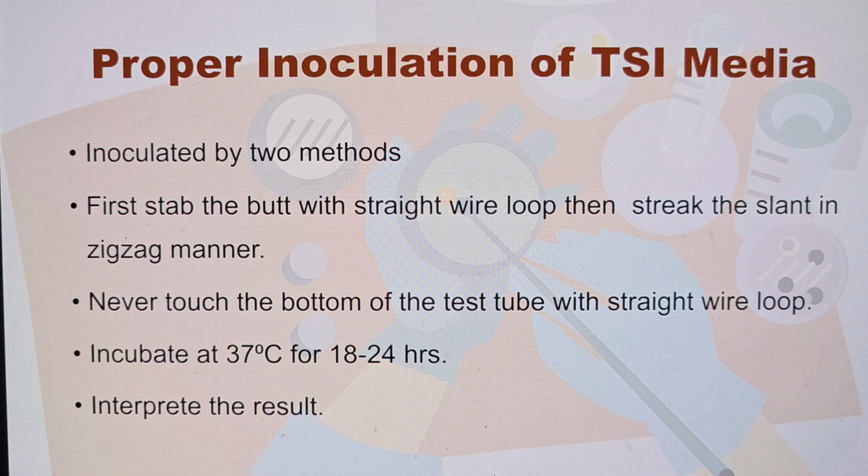Proper inoculation of TSI media. It is mainly inoculated by two methods, first stab method and second streak method. First stab the butt with a straight wire loop, then streak the slant in a zigzag manner. Never touch the bottom of the test tube with the straight wire loop. Incubate at 37 degrees centigrade for 18 to 24 hours, then interpret the result.